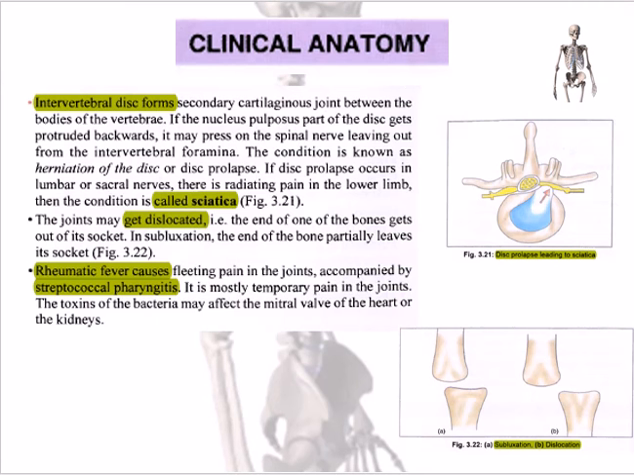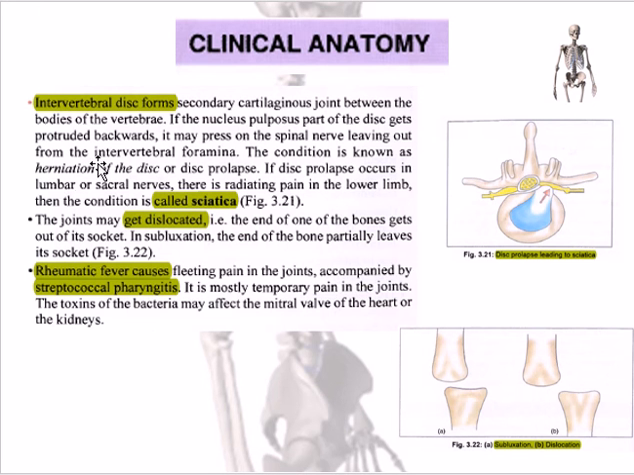Now we discuss clinical anatomy. Intervertebral discs form secondary cartilaginous joints between the bodies of the vertebrae. If the nucleus pulposus, that is the central part of the disc, gets protruded backwards, it may press on the spinal nerve leaving out from the intervertebral foramen. This condition is known as herniation of the disc or disc prolapse.